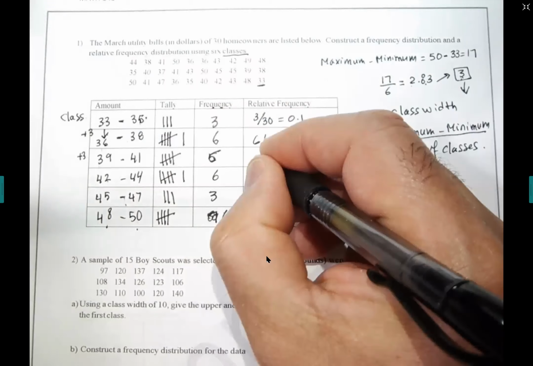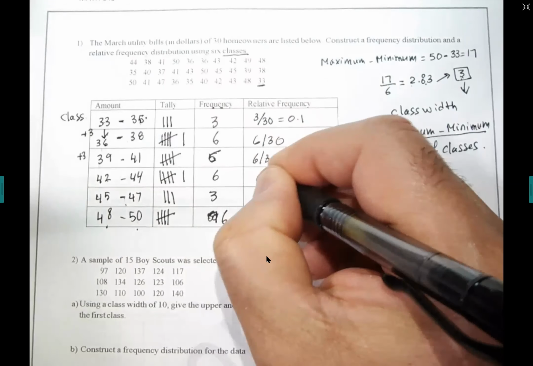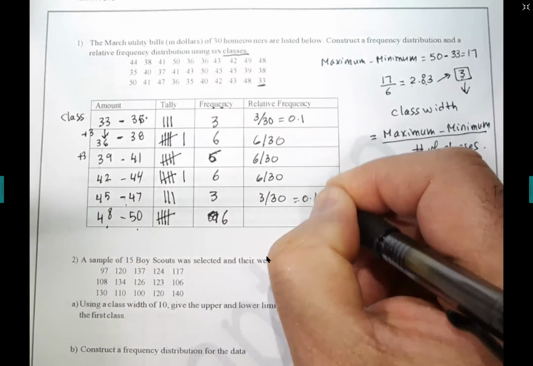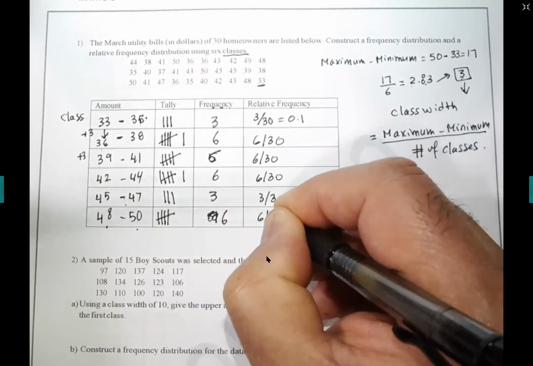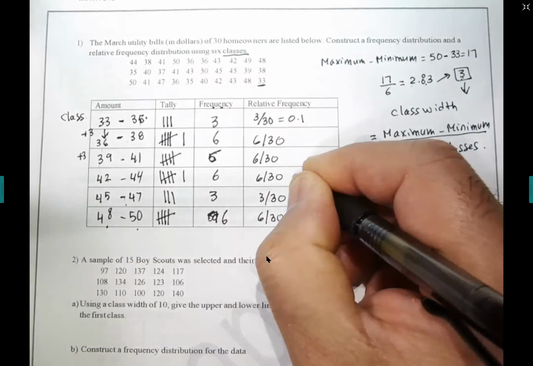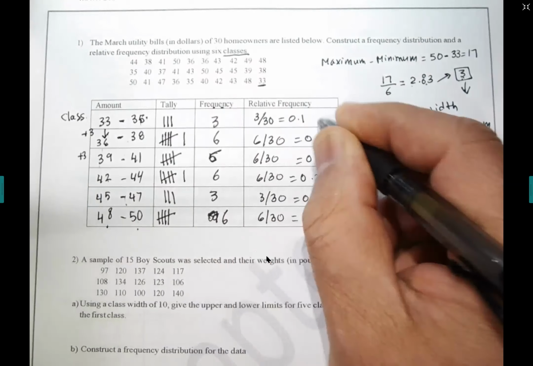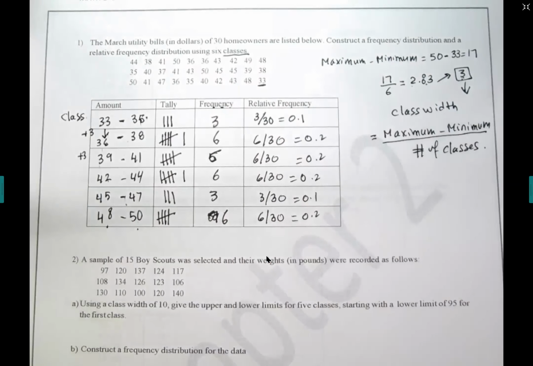6 divided by 30. 3 divided by 30, which is 0.1. 6 divided by 30, which is 0.2. 0.2, 0.2, 0.2. If you add them up, you should get 1, which is 100%. So this is what a frequency distribution table is. Any questions, guys?